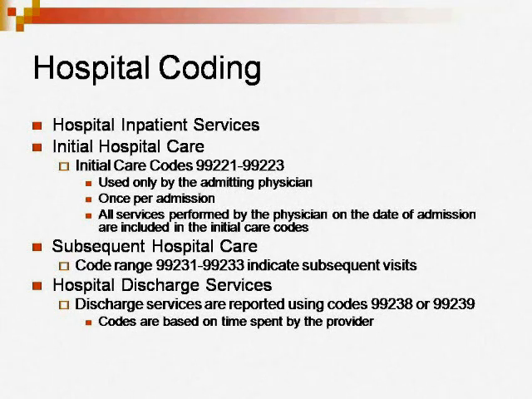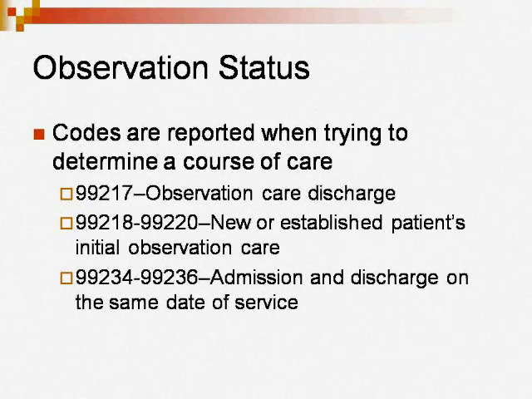Subsequent visits are reported once a day, and they are the visits after the day of admission. And hospital discharge services are used on the day of discharge only. These codes are based on time spent by the provider preparing orders, writing prescriptions, speaking to family members, etc. Observation status codes are for when a patient is too sick to be home, but it is still not determined whether the patient is sick enough to be formally admitted into a healthcare facility.